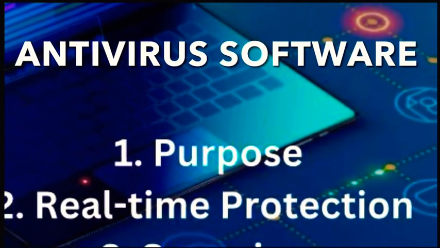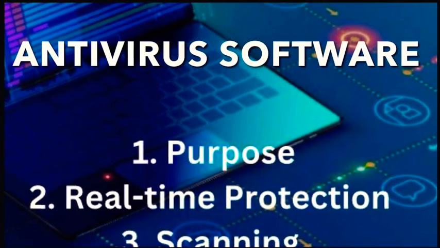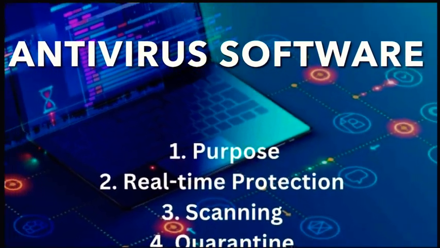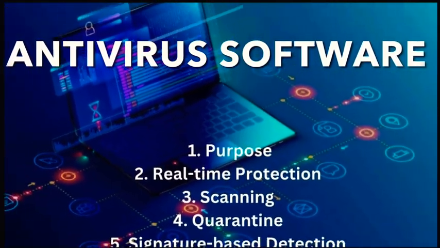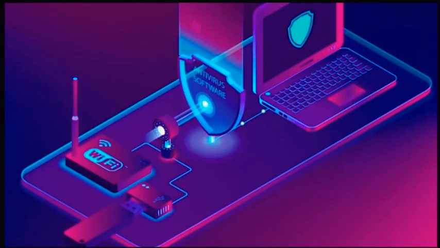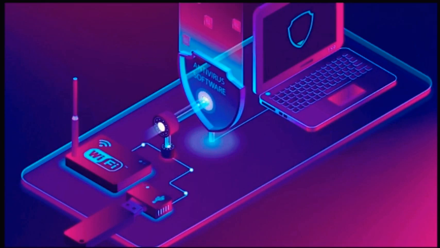Real-time protection. Many antivirus programs offer real-time protection, actively monitoring files, programs, and network activity to identify and block potential threats in real time. Example, when a user downloads a file, the antivirus software scans it immediately to check for malware before allowing access.